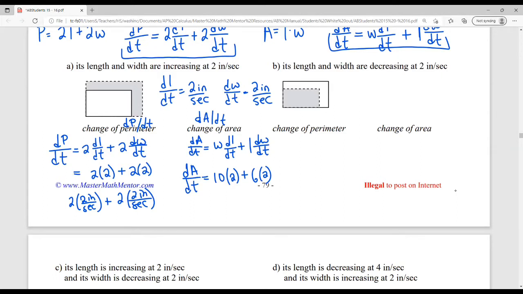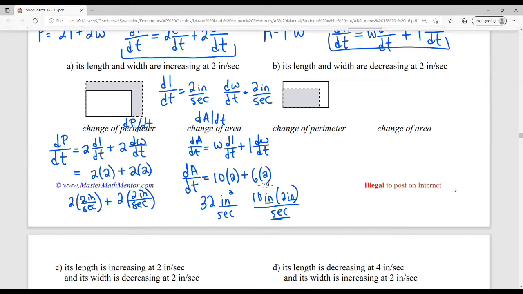10 times 2 is 20, 6 times 2 is 12, 20 plus 12 is 32, and we're talking about area now, so our units are going to be inches squared per second. And if we were to work this out, you would get 10 inches times 2 inches per second. And if you multiply that together, inches times inches is inches squared per second.